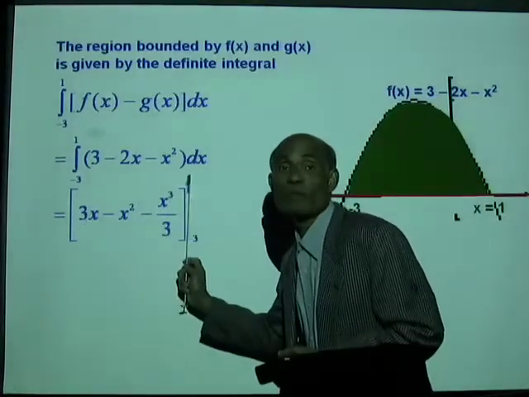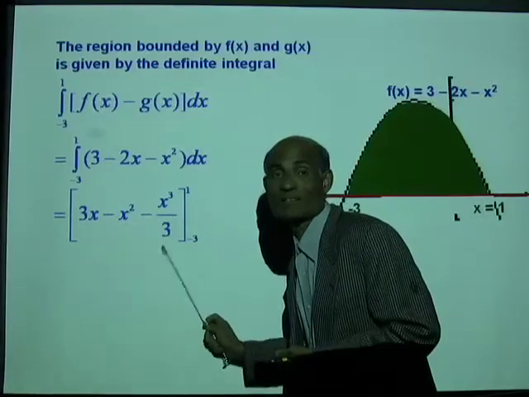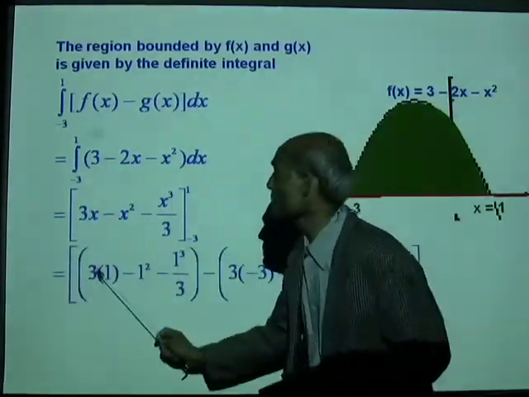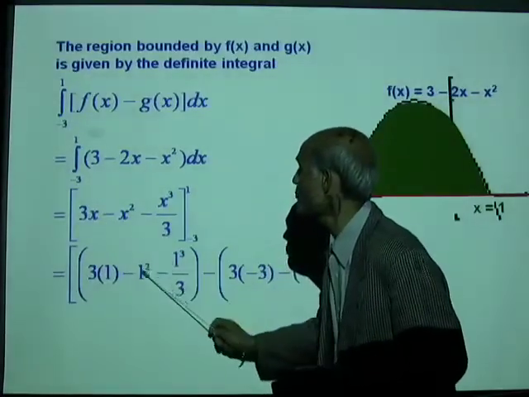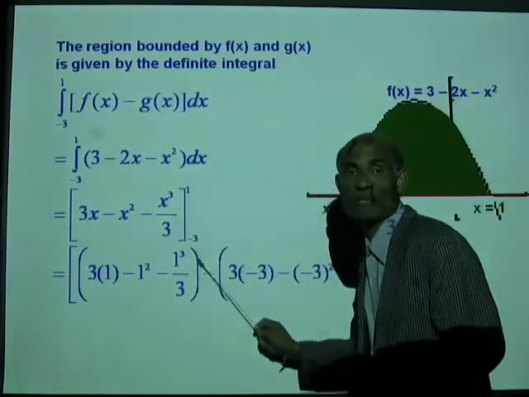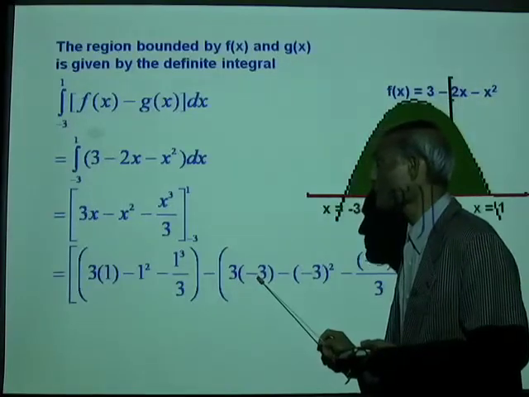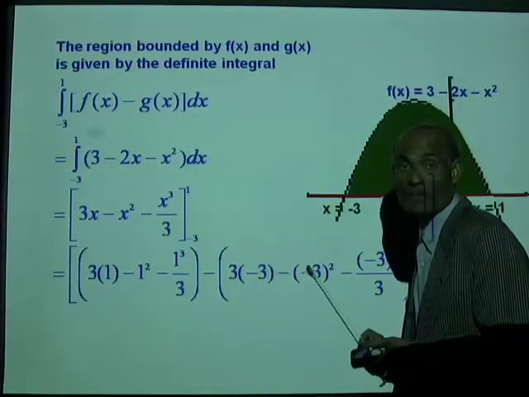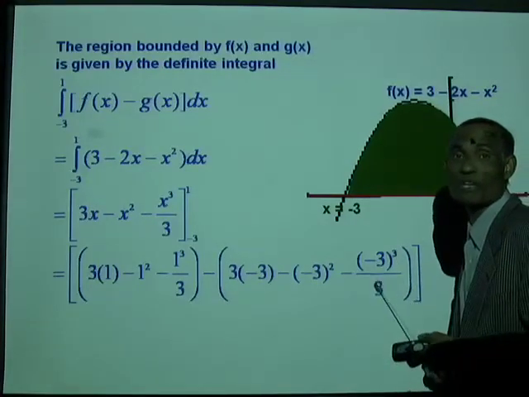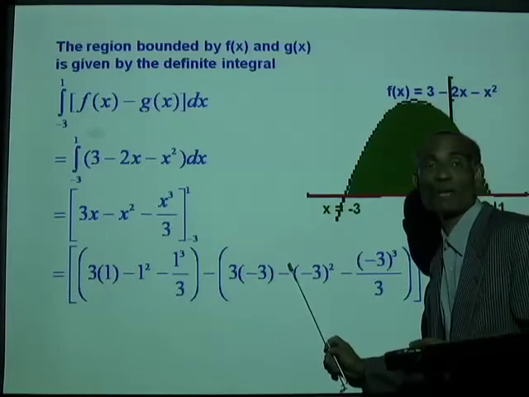And now replace x by 1 for the upper limit here. Then subtract, replace x by -3. So that would be 3 times 1 minus 1 squared minus 1 cubed over 3. That takes care of the upper limit. Minus 3 times -3 minus -3 squared minus -3 to the power of 3 over 3. That is replacing x by the lower limit, -3.